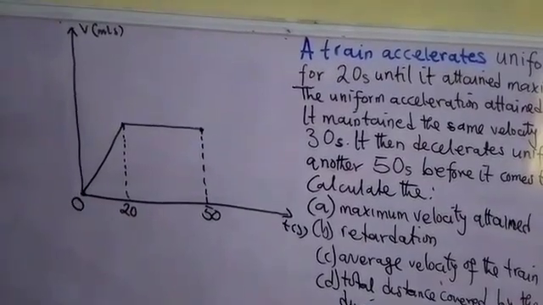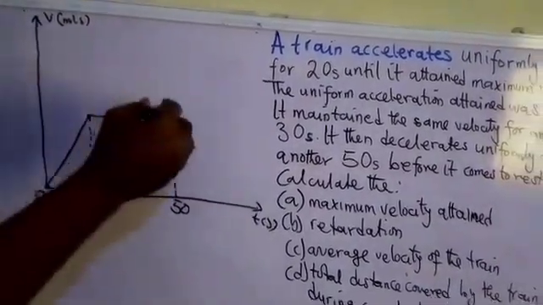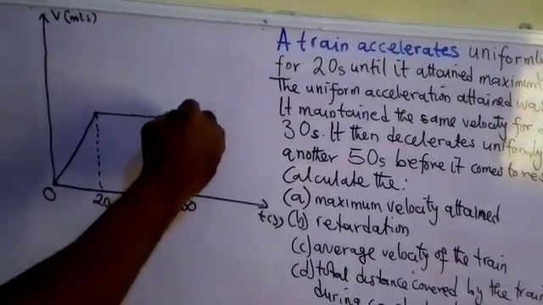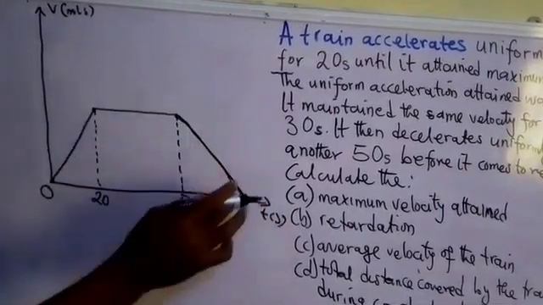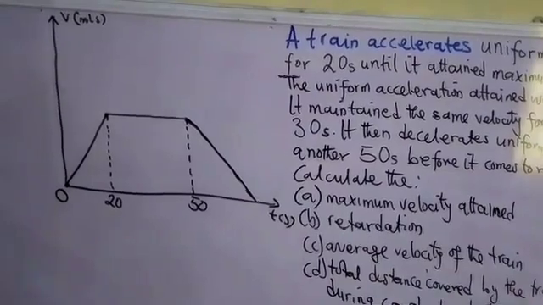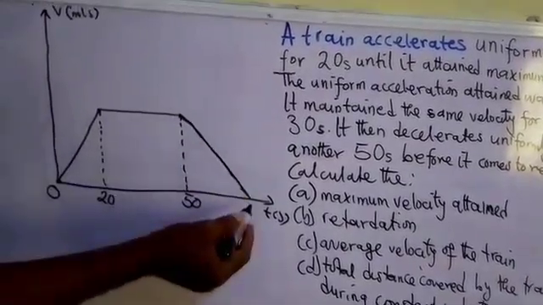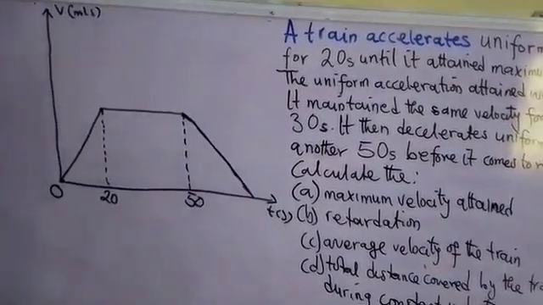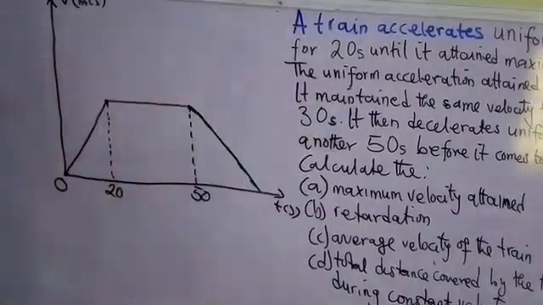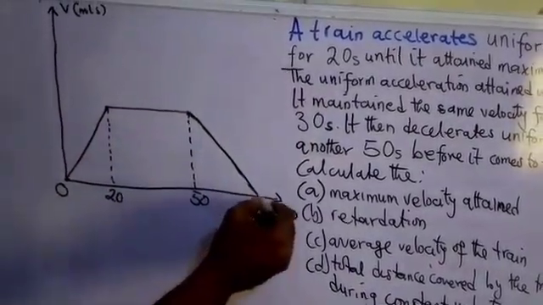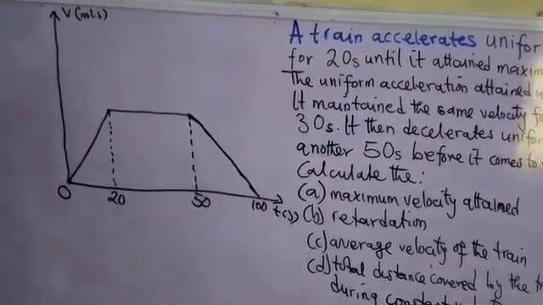Now what happened next? From here, it then decelerates uniformly. To decelerate means for the velocity to reduce as time increases. So this is the line of deceleration. Now from where it attained this maximum velocity until it started decelerating, it took extra 50 seconds. What does it mean? Extra 50 means on top of this 50, add another 50. That means the time here has to be 100. Now you've gotten the right values in the right places.